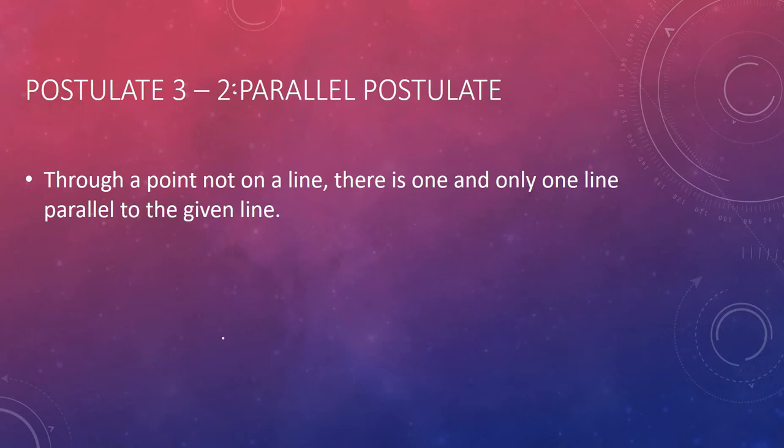So through a point not on a line, first we have to have a line and a point not on the line. Through this point, I'm going to call it P, there is one and only one line parallel to the given line L. In other words, if I draw another line through P, I can draw lots of lines through P. I could draw this line, I could draw this line, I could draw this line, but only one of those lines is going to be parallel to the given line. So that's our parallel line postulate.